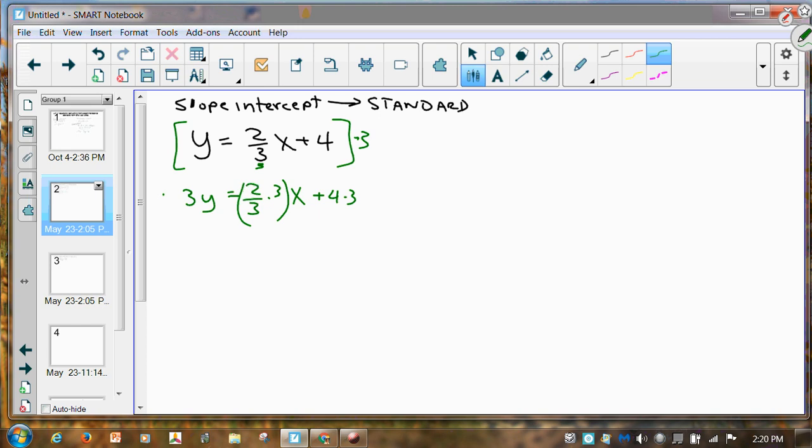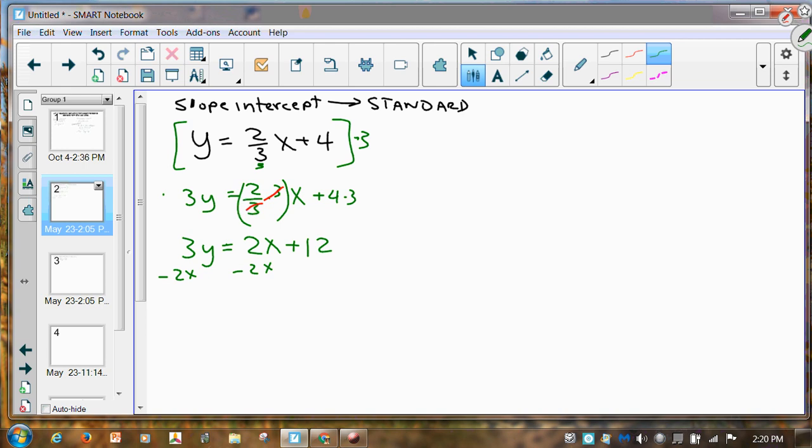Now we can collect terms and see what we got. So 3y equals, and this 3 and that 3 will cancel, so we will have 2x plus 4 times 3 is 12. Okay, so we're getting there. Now what we want to do is get all the variables on one side. So we're going to bring the x over to the other side. We're going to subtract 2x from both sides.